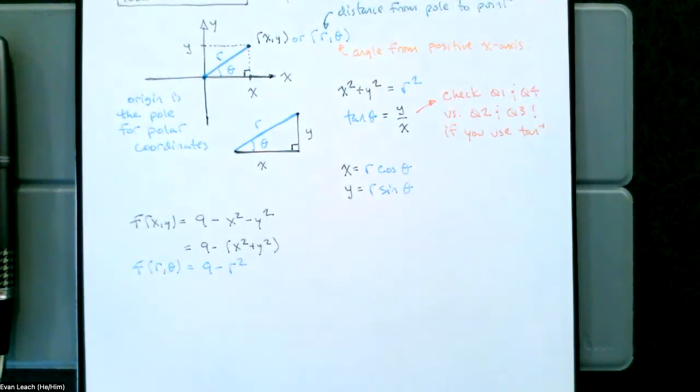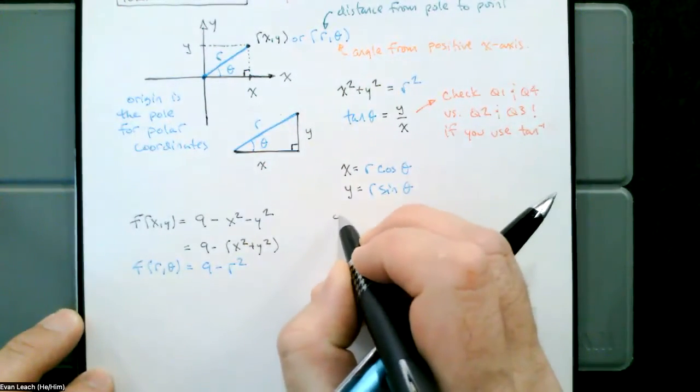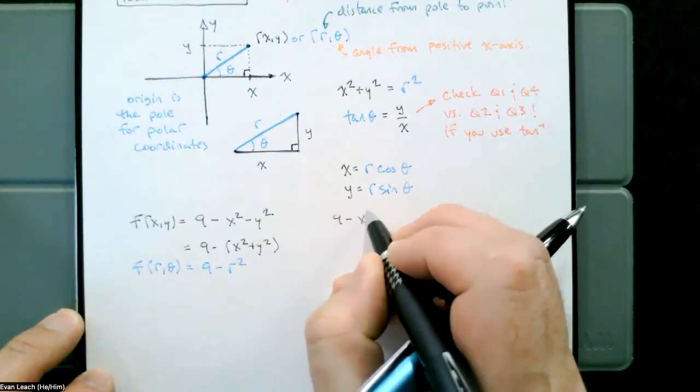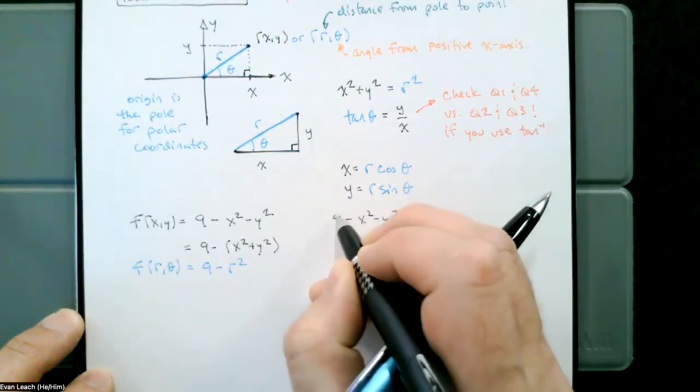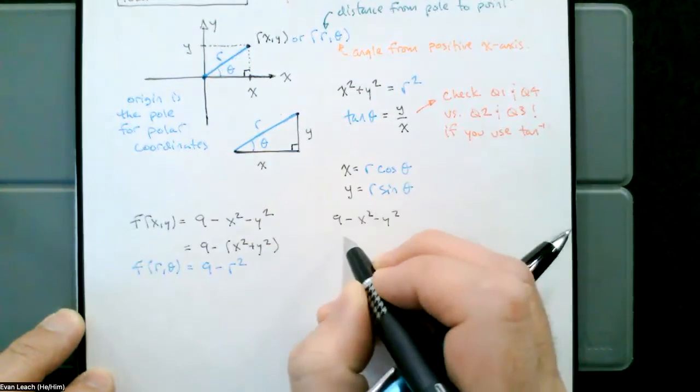This is the same thing that would have happened if we didn't notice that we could factor out the -1 and just replaced our x and y with r cosine theta and r sine theta. So the other way around this is to take 9 minus x squared minus y squared and replace the x with r cosine theta and the y with r sine theta.